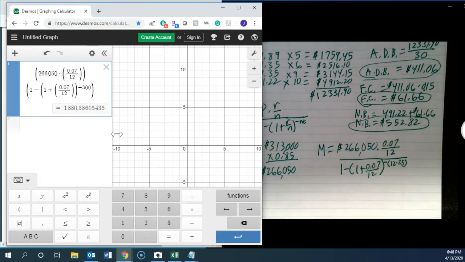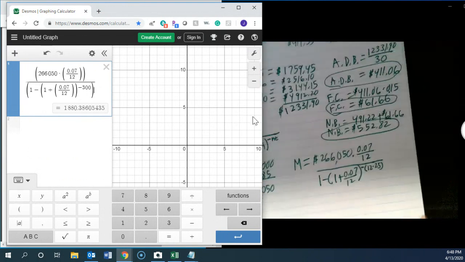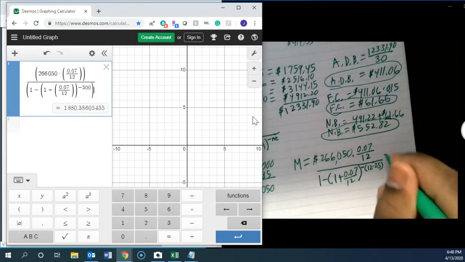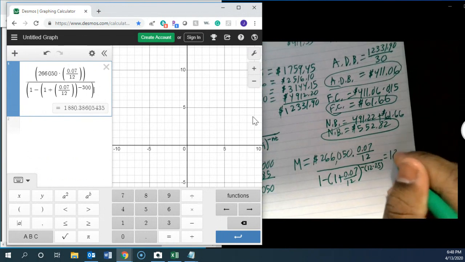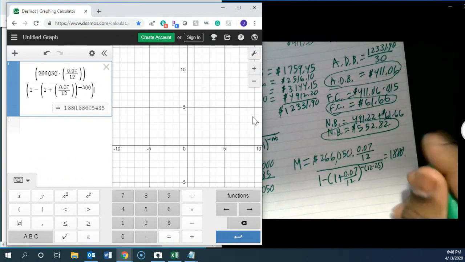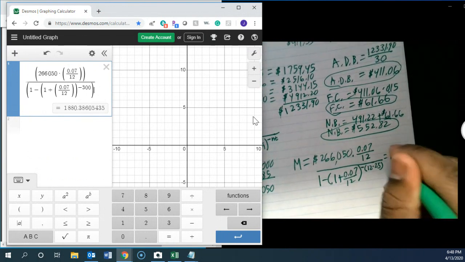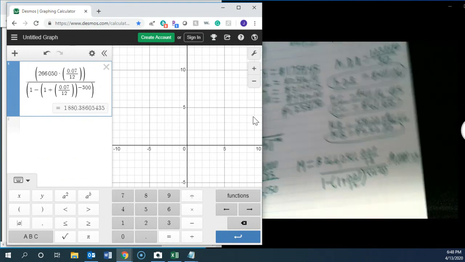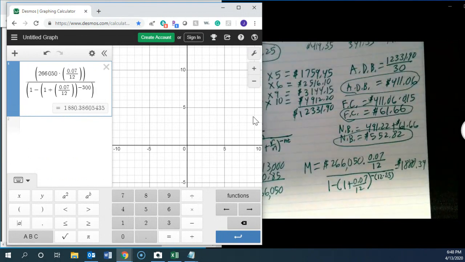So now our final answer here, this is our monthly payment. Our monthly payment would be $1,880.39. That is your monthly payment for problem number 14.